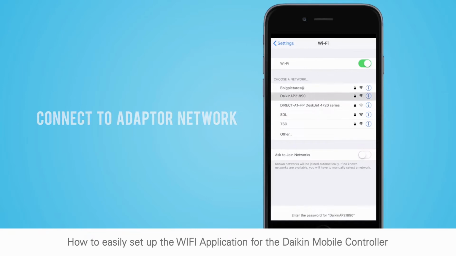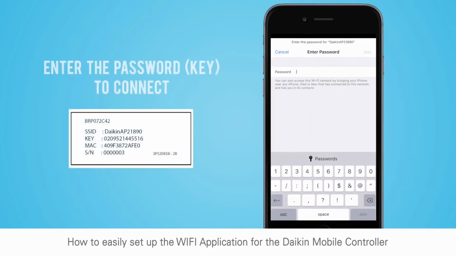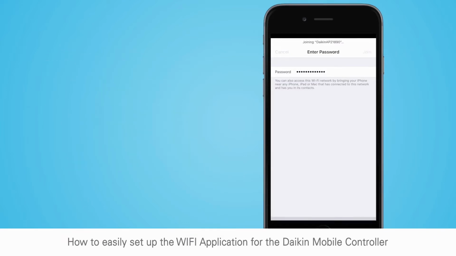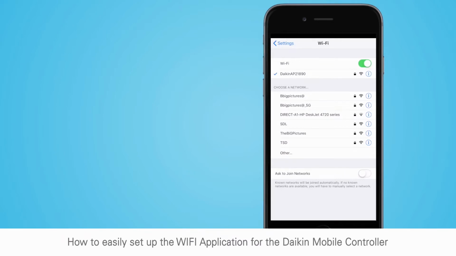Open the Wi-Fi settings on your mobile device and connect it to the adapter's network that will be visible in your device. Select the network and enter the password stated on the adapter. Once connected, return to the Daikin Mobile Controller app again.